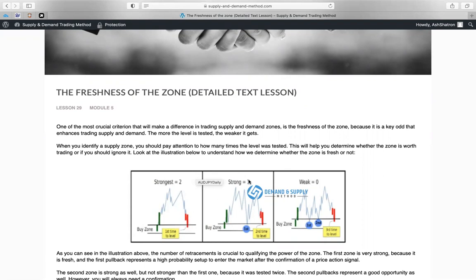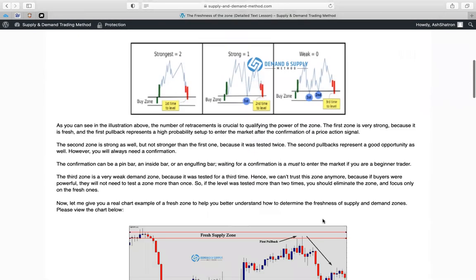This is strong, strong but not strongest. Meaning this zone can also get retested and go back up. But compared to this one, this is more likely to go up than this one. This can get broken because the zone is not that fresh. Now, when you have one, two, then the zone is really not fresh. It's weak, right? It's really weak.